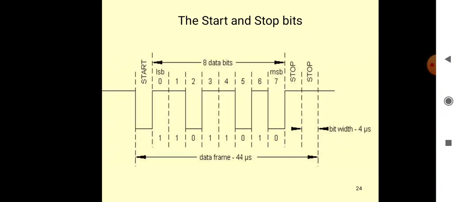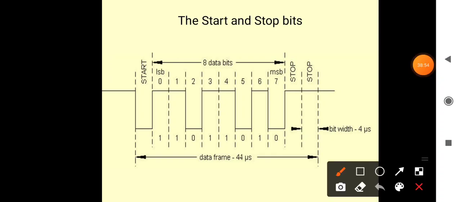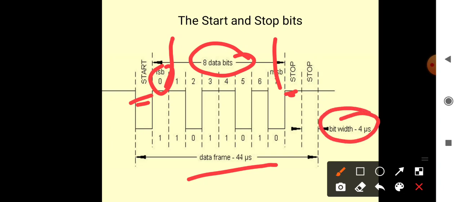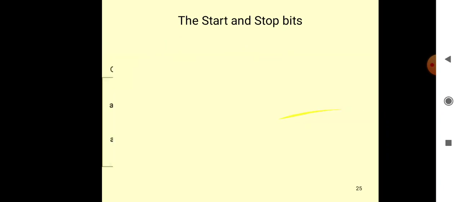See here, you can see the start bit and stop bit. Whenever you go for this type of communication, you have 8 bits, from the most significant bit to the least significant bit, along with the start bit, stop bit, and the parity bit. Generally the start bit is indicated by 0 and the stop bit is indicated by 1. This specifies how the data has been transmitted. Here the bit width is 4 microseconds, and based on this you can generate the data.